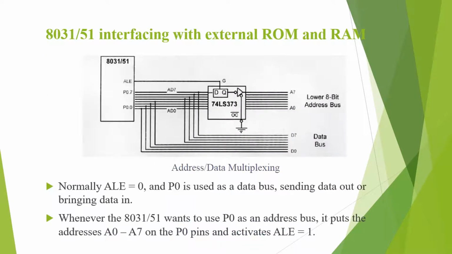This extracting of addresses from port 0 is called address or data demultiplexing. In the figure, we can see the address data multiplexing of port 0. When the ALE pin is 0, port 0 is used as data bus, that is sending data out or bringing data in. Whenever the 8031 or 8051 wants to use port 0 as address bus, it will put the addresses A0 to A7 on the port 0 pins and activate the ALE pin to 1.